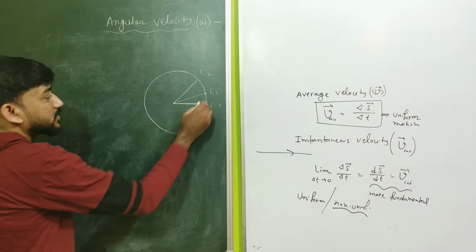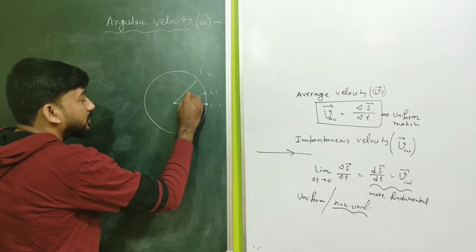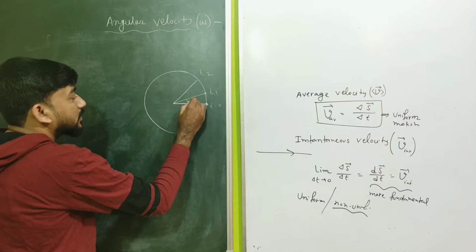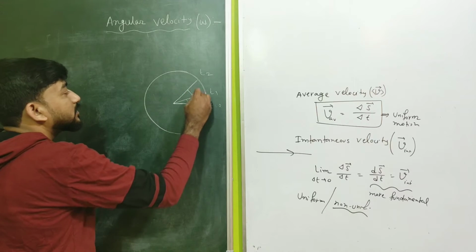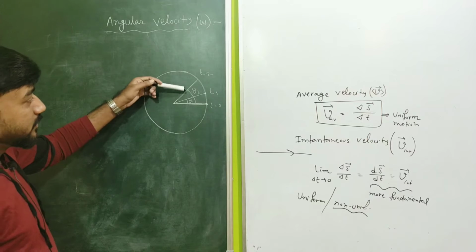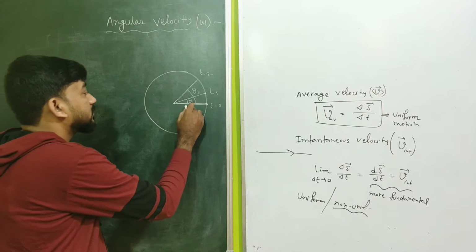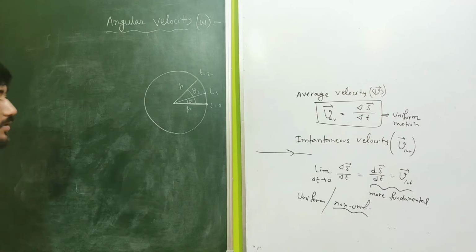With respect to this reference line, when the particle goes from this point to this point, let me call this angle theta1. This is the angular displacement, and this is theta2, the final angle made by the radius vector. Initially it is theta1 and finally it is theta2.